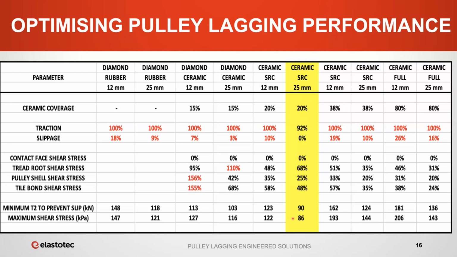So what this analysis is enabling us to do is to select a lagging that is not at risk of having localized slip. It's also within the fatigue limits, so we can be confident that we won't get fatigue failure within the 5-year limit. Then at the same time, the lagging belt interaction is operating at lower levels of tension and stress.